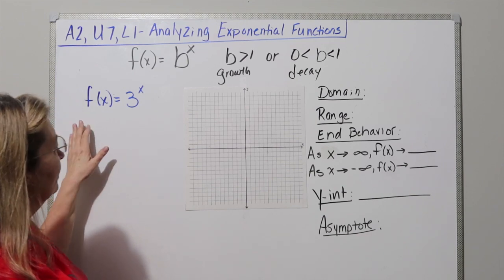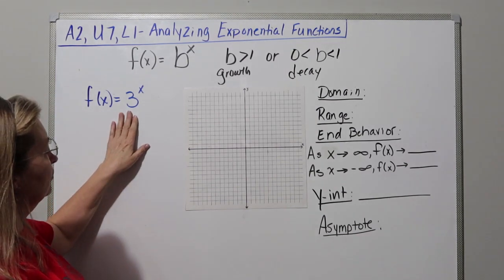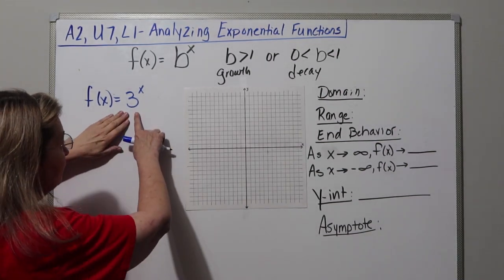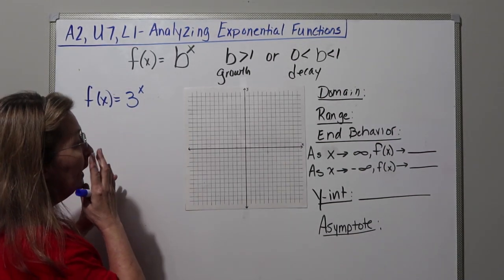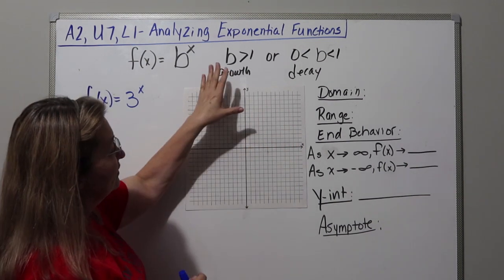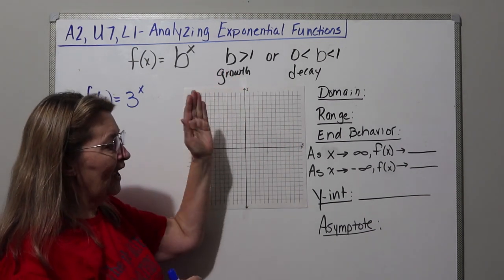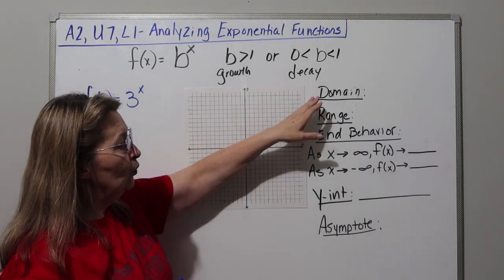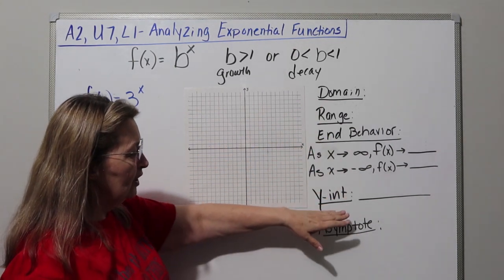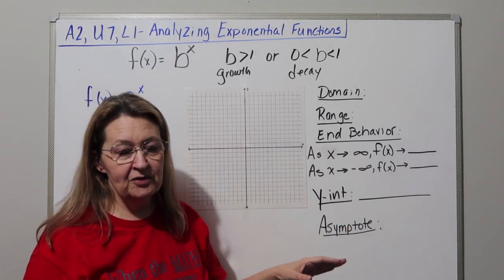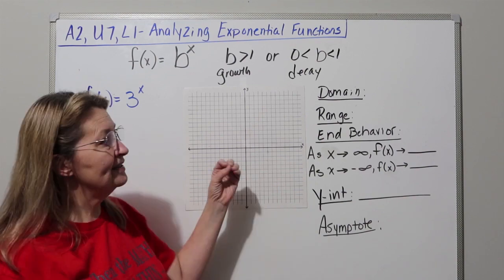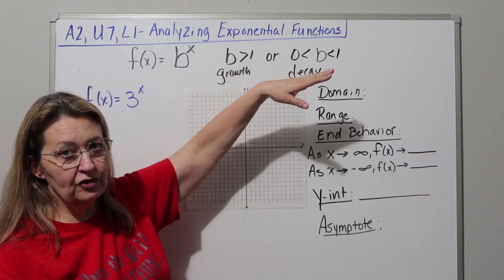So let's just take a function. F of x is equal to 3 to the x power. Let's identify it. It does have a constant base with a variable exponent. And we're going to look just in general at how these exponential functions act, how they behave. We're going to find out what the domain is, the range, the end behavior, the y-intercept, and the asymptote. Because a lot of these things are going to happen to every single exponential function.